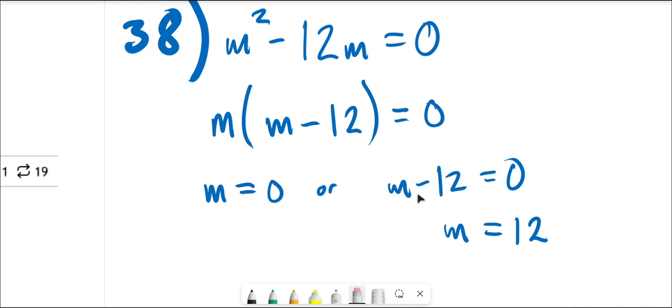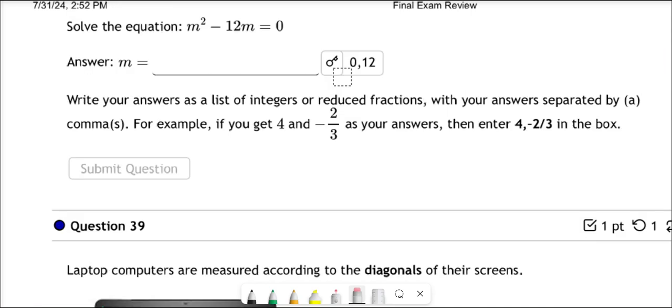Remember, we have to set this term equal to 0 and solve, which changes the sign here. If there was another term in front of a, that would also make this a fraction. But in this case, we just get m is 12 and m is 0 as such.